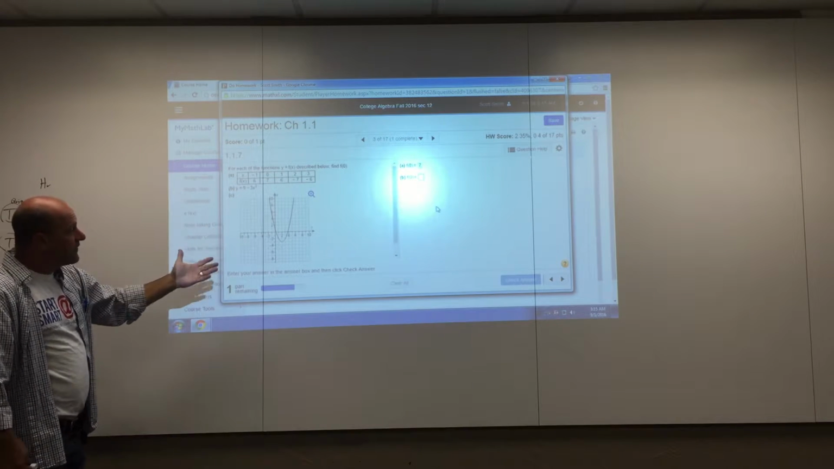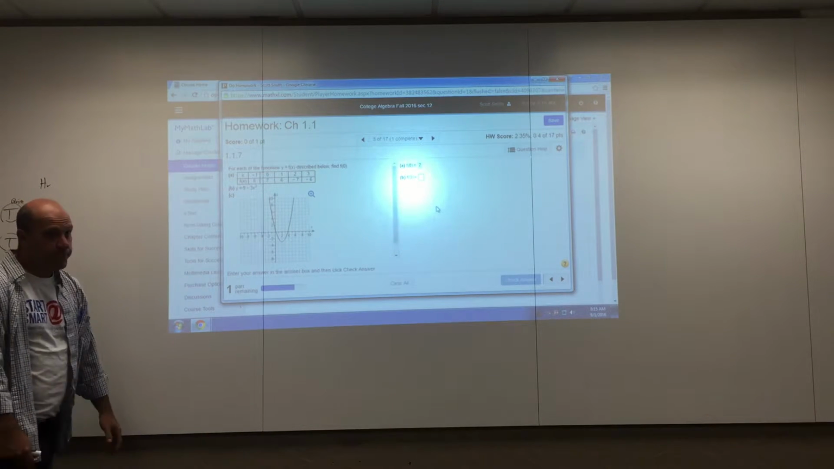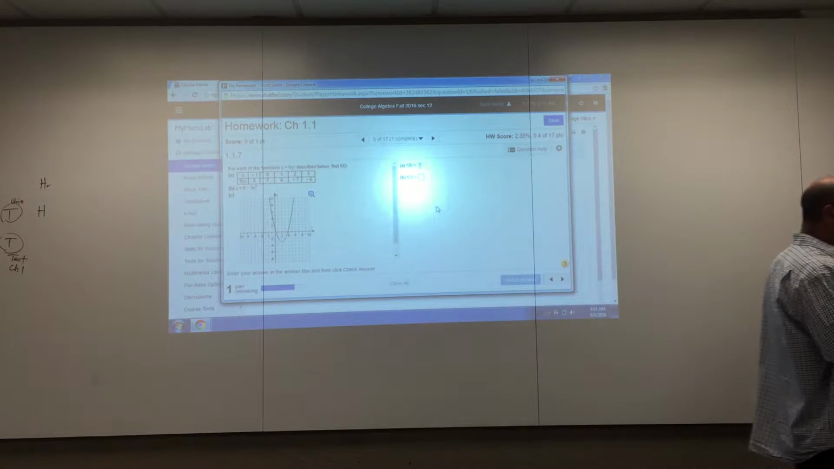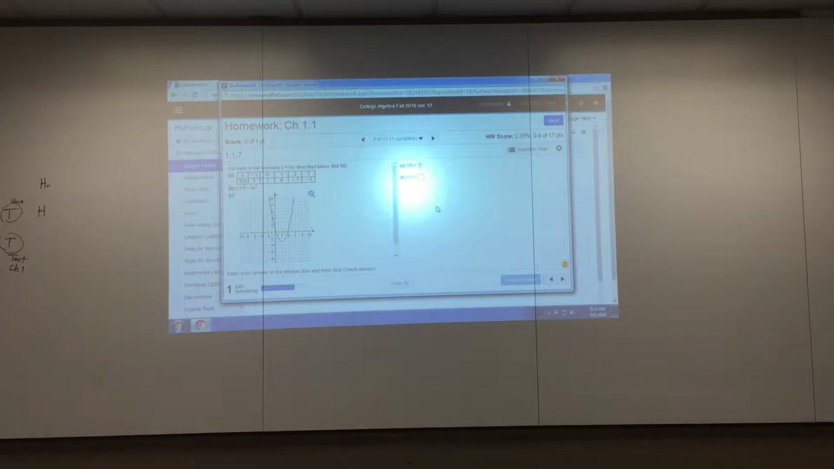What about the third one? Staring at this graph, can you find f of 0? I think this is the one that would get some people. You guys are probably experts. Oops, I'm answering that one. That's a 9. Yeah, what about from the graph?